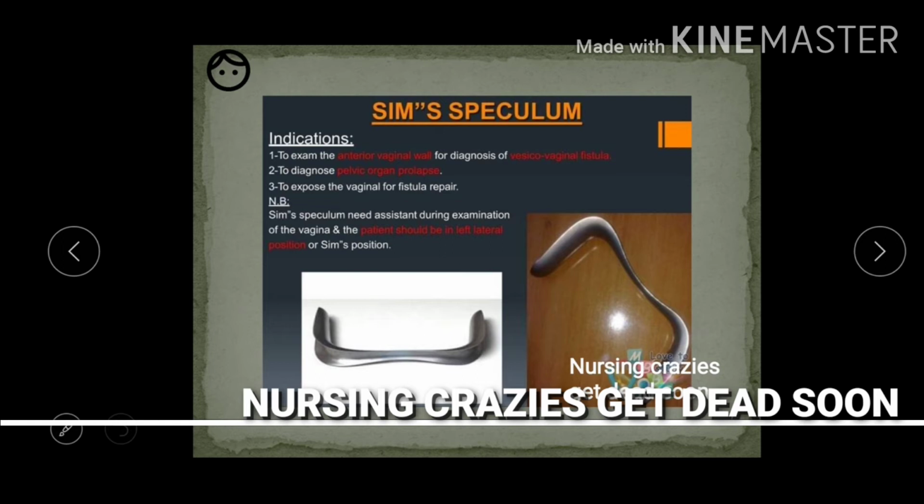Then the third one is to expose the vagina for fistula repair. For the proper examination and repair of the fistula, we use this speculum. The next one we have already discussed: the main point for this speculum is that one assistant is required.